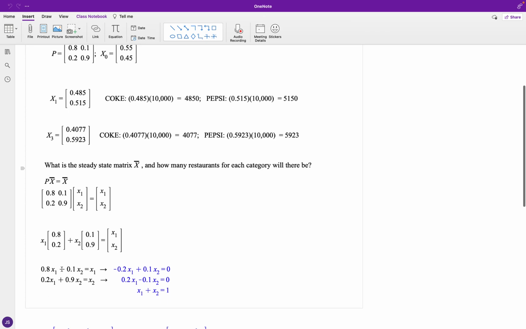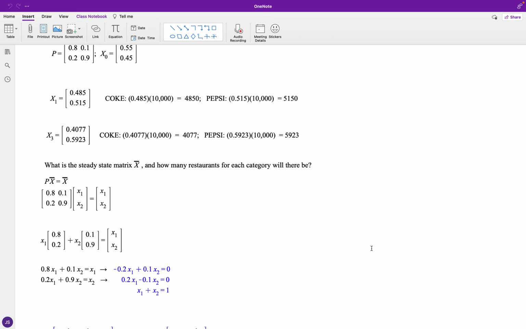And so we have, setting up what we have now, 0.8 x of 1 plus 0.1 x of 2 is equal to x of 1. And we have 0.2 x of 1 plus 0.9 x of 2 is equal to x of 2. And for the first equation in the system, I'm going to combine the x of 1 elements and set the equation to 0. So I have negative 0.2 x of 1 plus 0.1 x of 2 is equal to 0. And for the second equation in the system, combining the x of 2 elements and setting that equation to 0, we have 0.2 x of 1 minus 0.1 x of 2 is equal to 0.